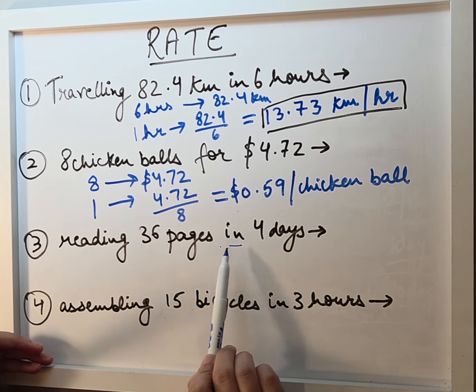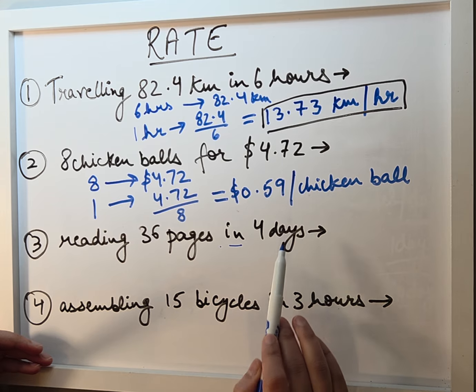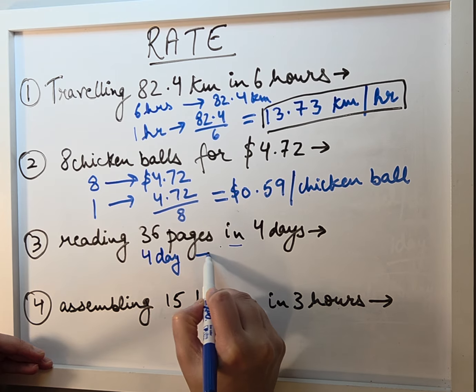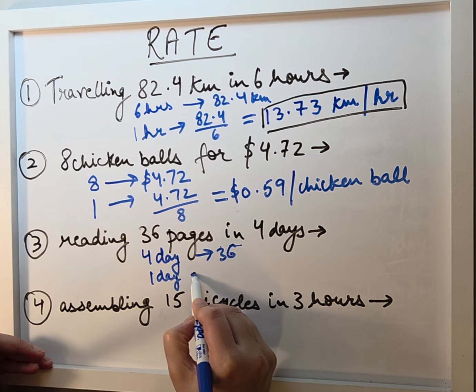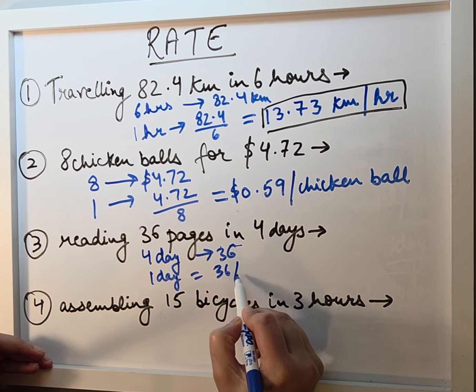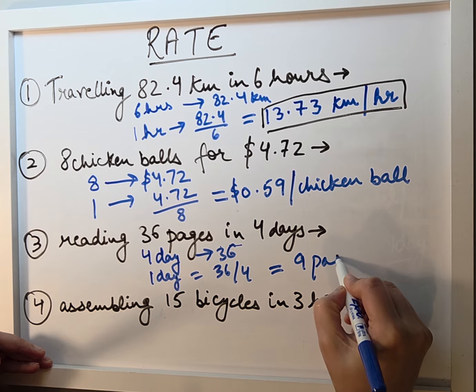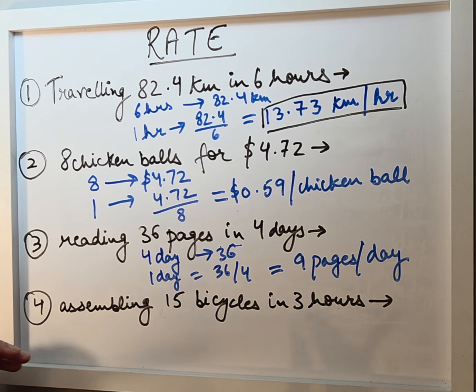So, reading 36 pages in 4 days. With days, we usually try to make that the unit. So in 4 days we complete 36 pages, and in 1 day we'll complete 36 divided by 4, that is 9 pages per day. Now let's come to the last example.